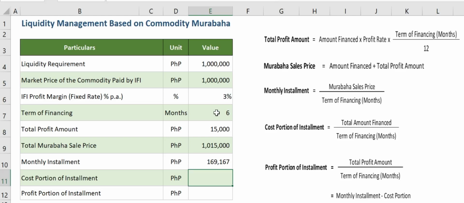How about the cost portion of the installment? The cost portion of the installment is simply determined by the amount of liquidity requirement divided by the term of financing, which is 6 months. So the cost portion of the installment is 166,667.